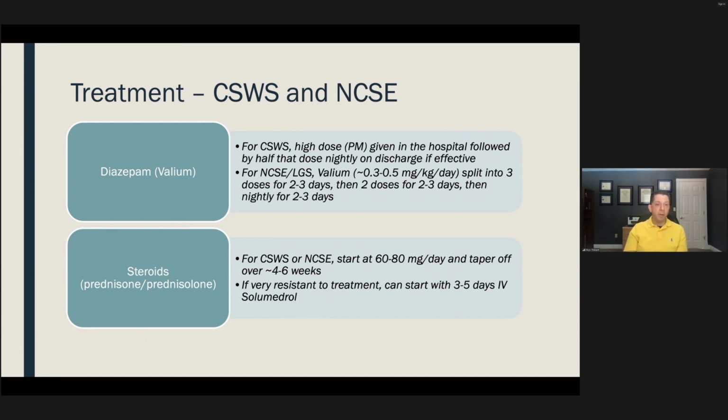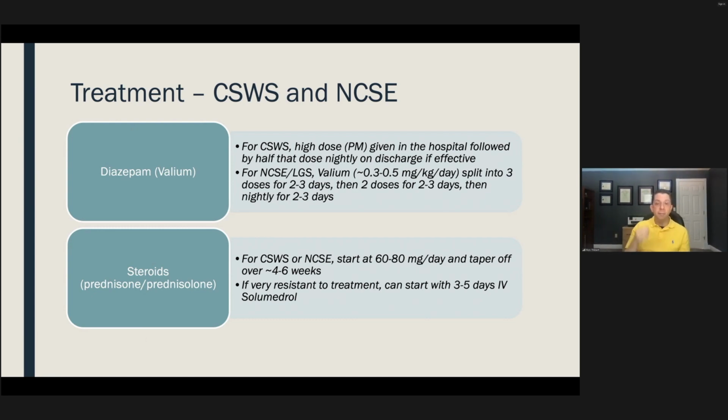Valium generally works well in the epilepsy population. It works really well for kids with Angelman. It doesn't always work as well for kids with Dup15, but what does work well, in my experience at least, is the steroid. Same thing that we use for the spasms. We can use it to quiet down these EEG patterns. So we usually start with 60 or 80 milligrams a day of prednisone or prednisolone, and do that for a week or 10 days, and then taper down from there, like 50, 40, 30, 10.